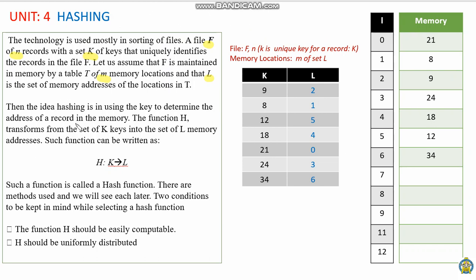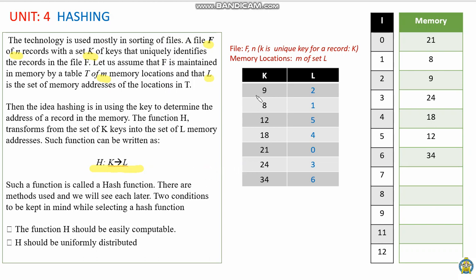So how do I store a particular record? We do a transformation called hashing. It is defined as the process of transforming this k into a memory location L. So hashing is a function that does this particular operation of transforming the value k into a location L in the memory.